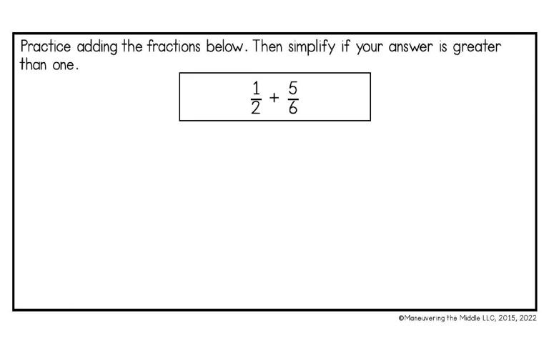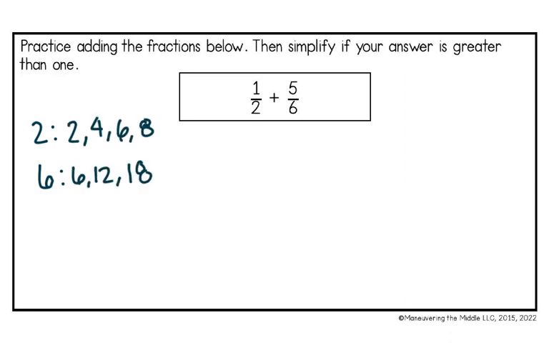All right, so in our next example, we have 1/2 plus 5/6. So I'm going to start by finding our multiples of 2 and 6 so that I can find my least common denominator. So I've written some of them out. So for 2, I have 2, 4, 6, and 8. And for 6, I have 6, 12, and 18. So I can see that they both have 6 in common. And obviously, if I keep going, they will have more numbers in common. But I'm looking for the smallest number they have in common.